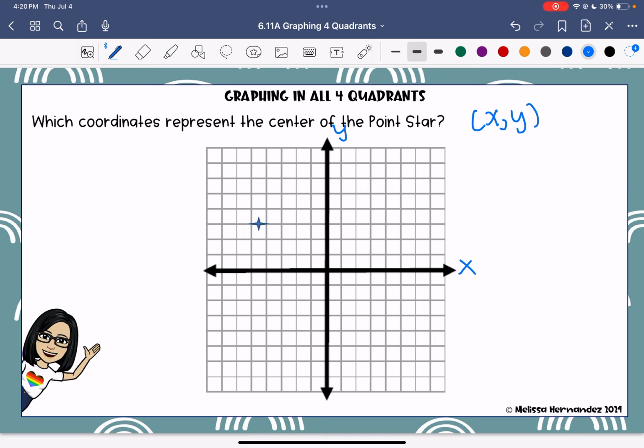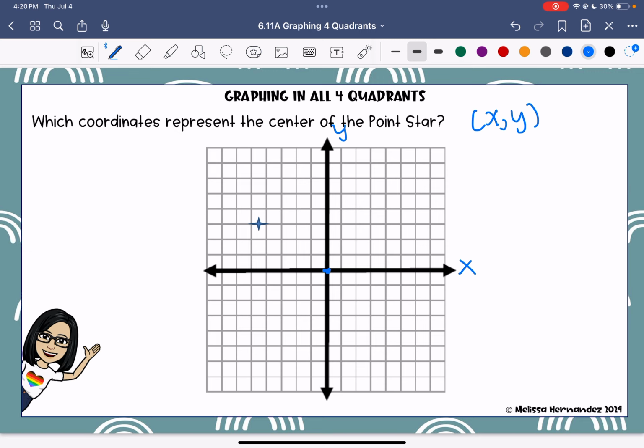Now, in the center is what we call our origin, and any numbers to the right on the x-axis will be positive. And then, of course, anything on the left side of the origin will be negative. Now, for the y-axis, the negative numbers would be below 0, 0, and the positive numbers will be above 0, 0.